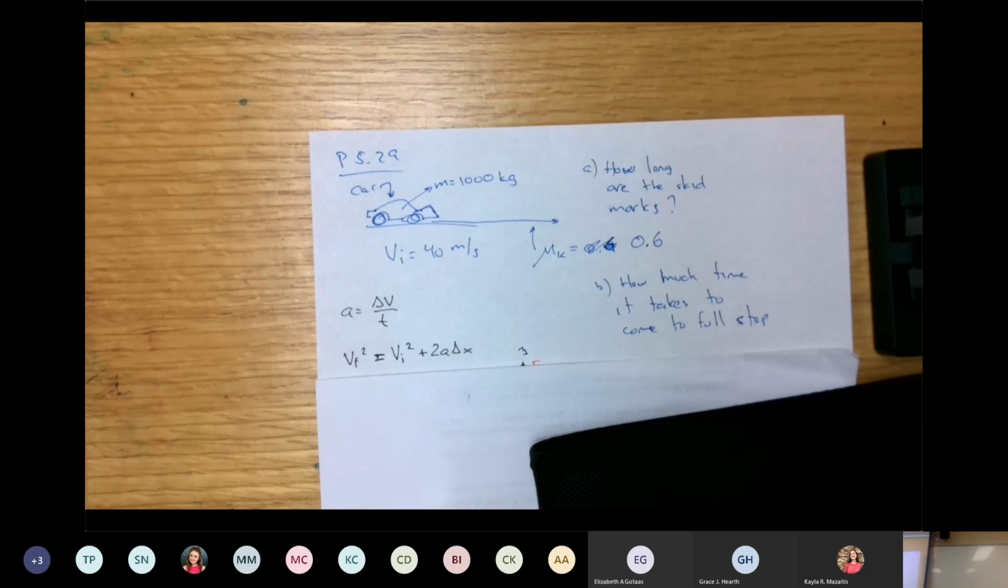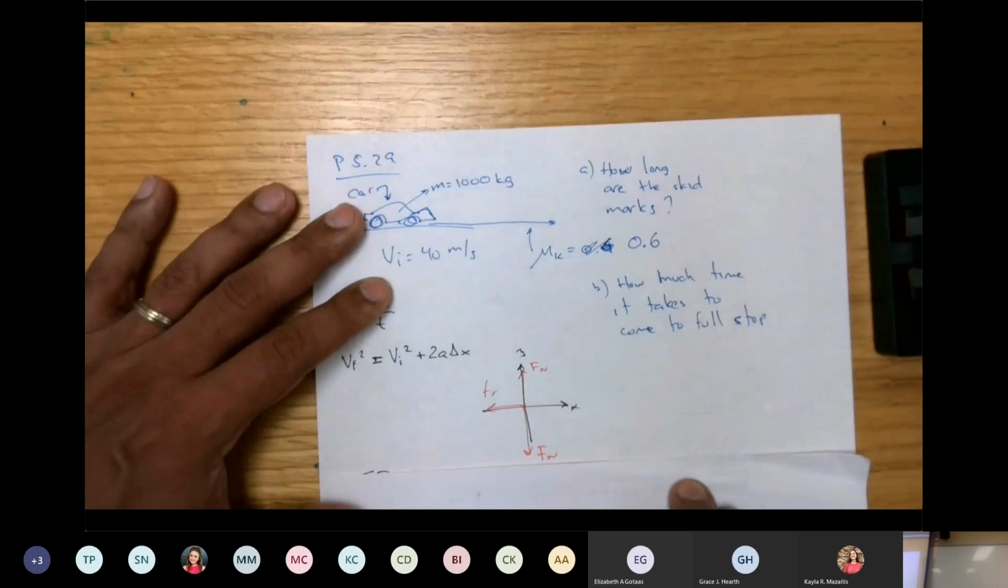I think everybody got the free body diagram right. Yep, so the free body diagram is going to look something like that.